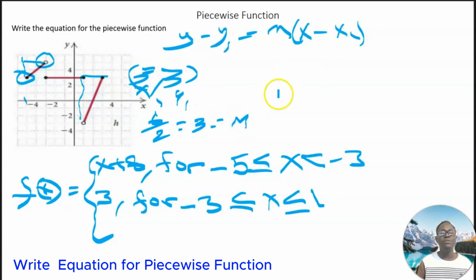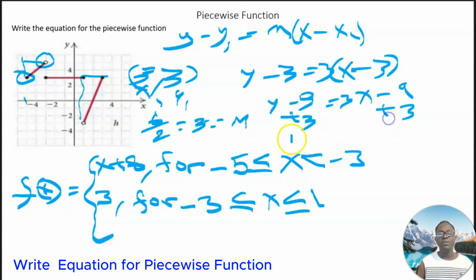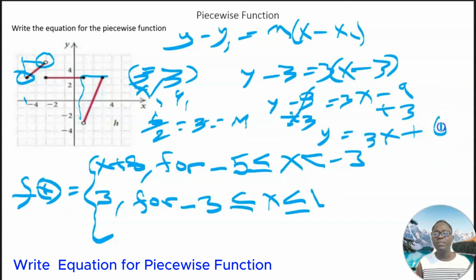That's m. And now we substitute it into the formula we have. So it should be y minus y1, which is 3, equal to m, which is 3, times x minus 3, because x1 is 3. And now we have to simplify. So y minus 3 equal to 3 times x is 3x, and 3 times 3 is 9. And now we simplify by adding 3 to both sides. So the 3 and 3 cancel out. So y is equal to 3x, and negative 9 plus 3 is equal to positive 6. And that's the last equation we have, which is y equal to 3x plus 6.